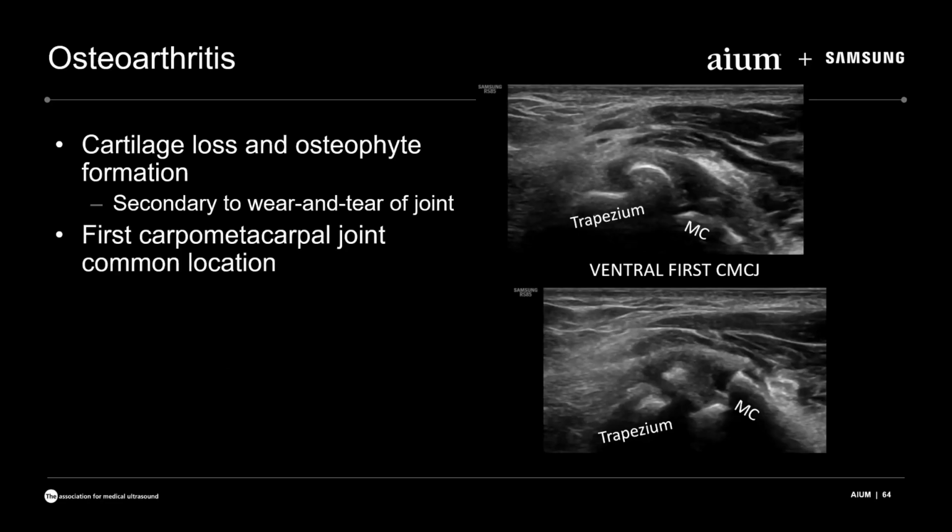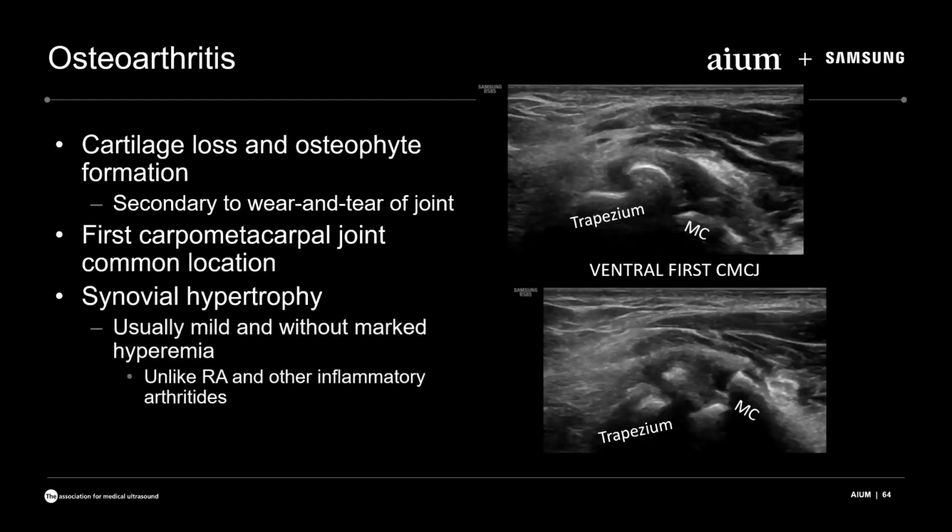Usually when I'm imaging the thumb, I'll always scan down here because it's an easy way to just determine if osteoarthritis is contributing to the patient's thumb pain. And there's often associated synovial hypertrophy, but it's usually mild and not that hyperemic. If you ever do see really pronounced hyperemic synovial hypertrophy, then you want to start thinking about inflammatory arthritis, specifically rheumatoid arthritis. And again, synovial hypertrophy won't typically be very compressible, unlike joint fluid. And joint fluid can also occur with osteoarthritis.